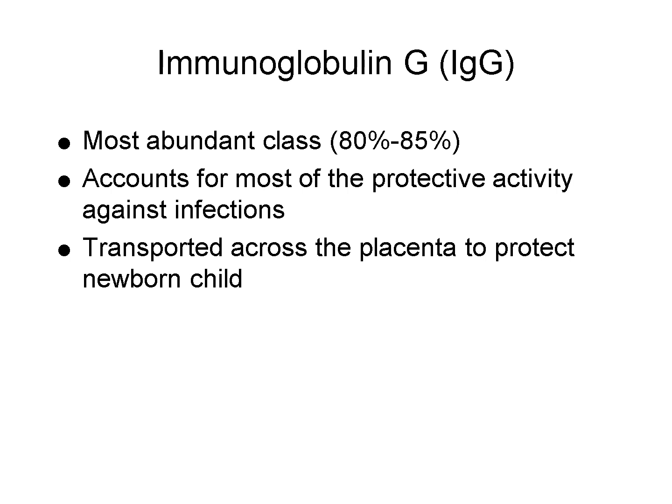It is the most abundant antibody in the body, making up around 80 to 85% of all circulating antibodies. It plays a major role in protecting against infection and is unique in its ability to cross the placenta, providing passive immunity to the developing fetus.